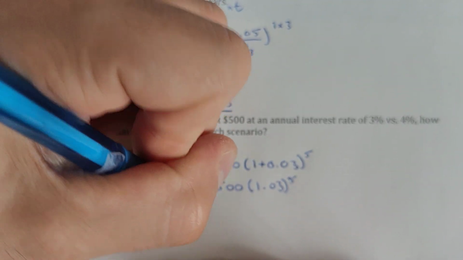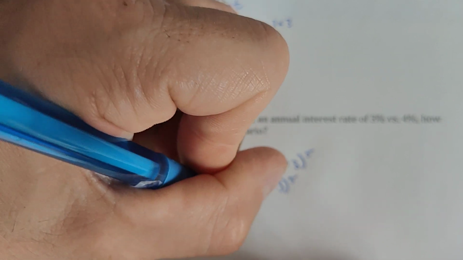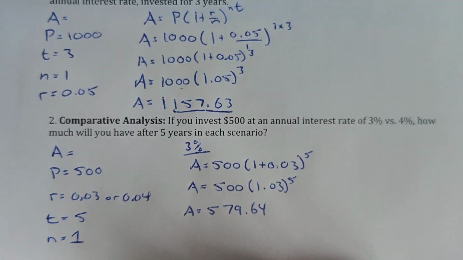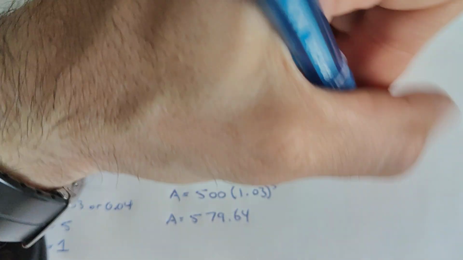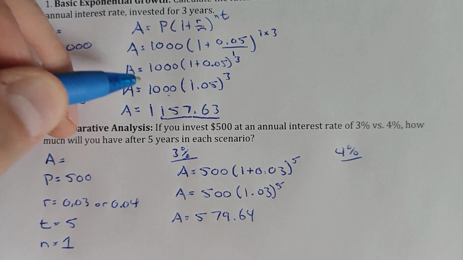So there's our 1 plus 0.03. And when we work that all out, we get 579.64. I'm going to take a little bit more of a shortcut here on number 4, again, because we've illustrated the full process up here.